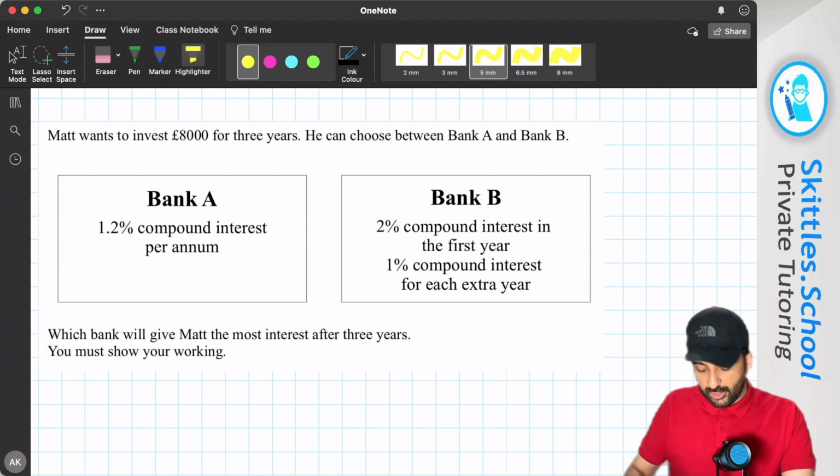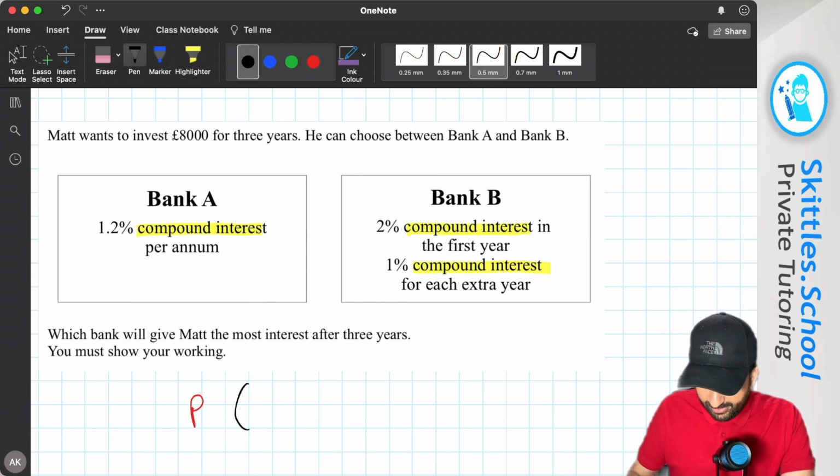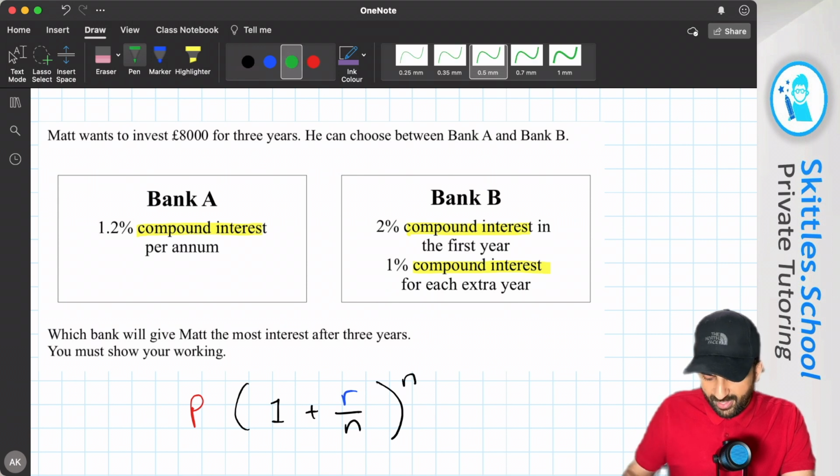So we can start the question by identifying that all of these are compound interest. So we know we're going to have to use the compound interest formula. So what is the compound interest formula? It's P brackets 1 plus R over N brackets to the power of N times T.